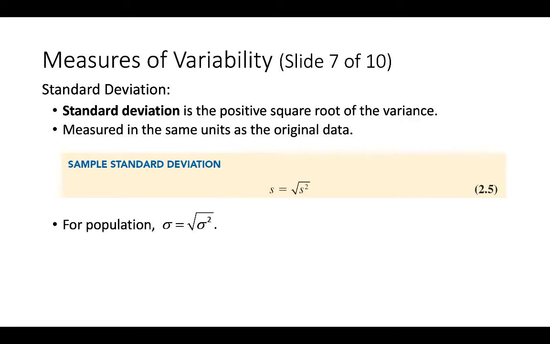A more popular measure of variability is standard deviation. Standard deviation is basically the square root of the variance. In the previous example, the variance is 64, so the standard deviation is the square root of 64, which is 8. The standard deviation is a common and major measure of variation, so you can use it very often for your data. Again, for the sample, s squared is the sample variance, and s is the sample standard deviation. For the population, it uses sigma instead.